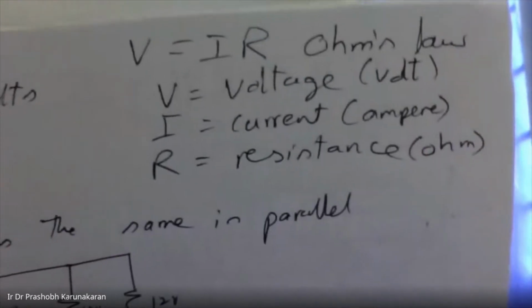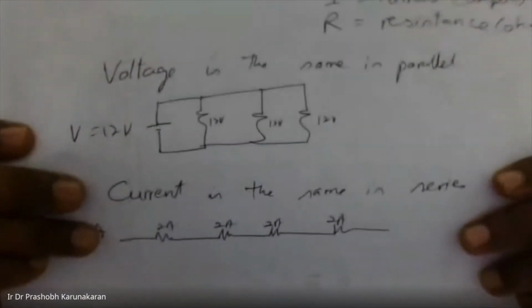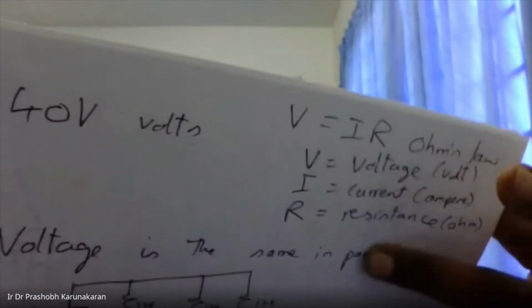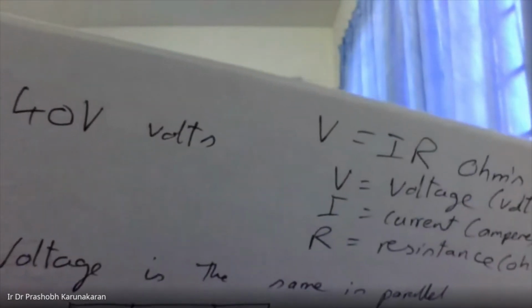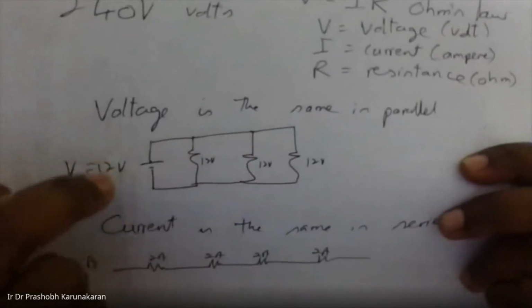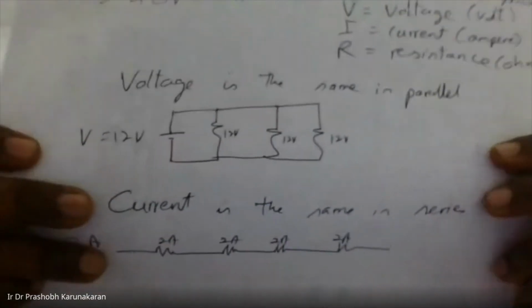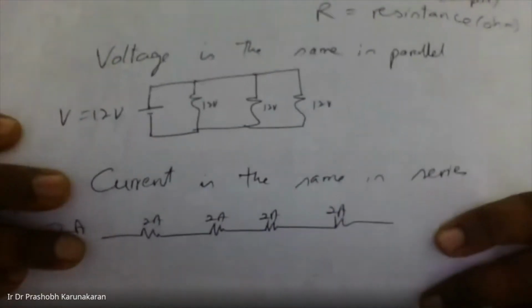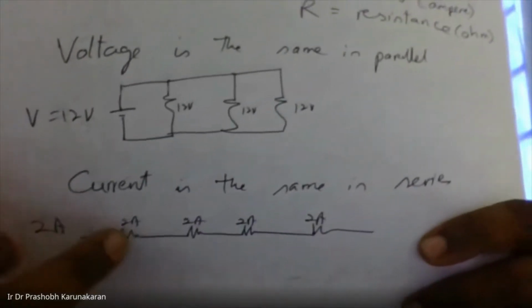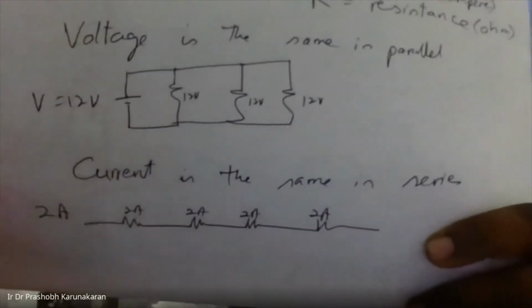The factors of electrical. So voltage is the same in parallel. That means here is 12 volts, here is 12 volts, 12 volts, 12 volts. And then current is the same in series. It is 2 amp here, there'll be 2 amp here, 2 amp here, 2 amp. So this is the meaning of parallel and series.